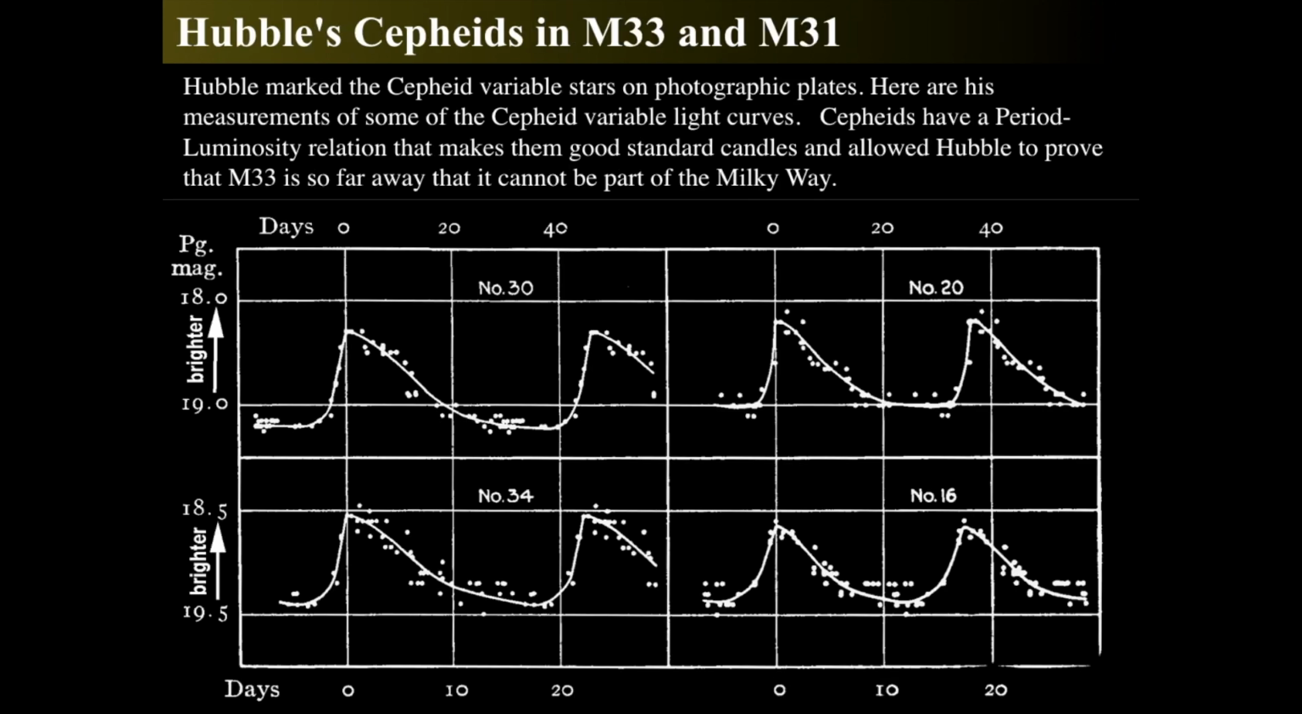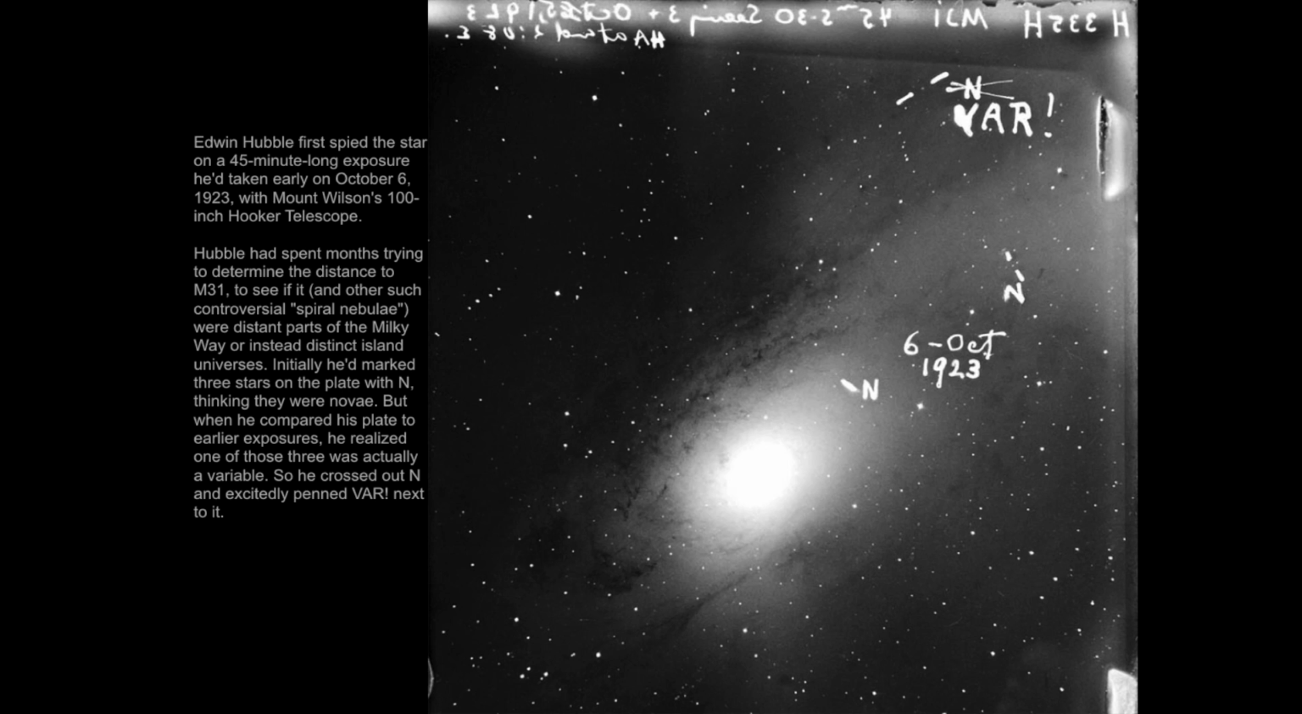And so here's what he looked for. Here are some of Hubble's actual data. It shows a particular appearance of the Cepheid variables in M33 and M31. These are the ones he marked down and looked for specific Cepheid variables, and he showed that both these objects could be too far away. Here's one of his photographic plates where he marked variable stars. He actually figured out and found that there was a variable star. So here's a really interesting thing. Here's a 1923 photograph that he took with the 100-inch telescope on Mount Wilson.